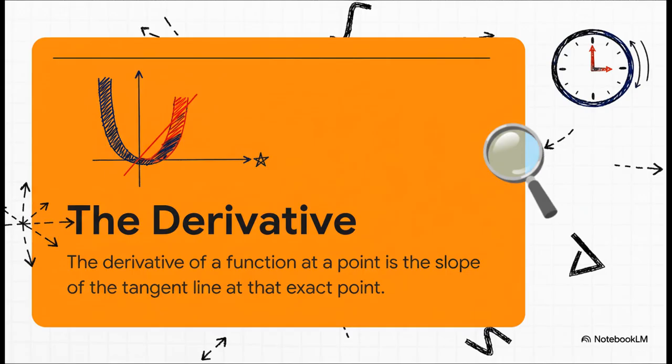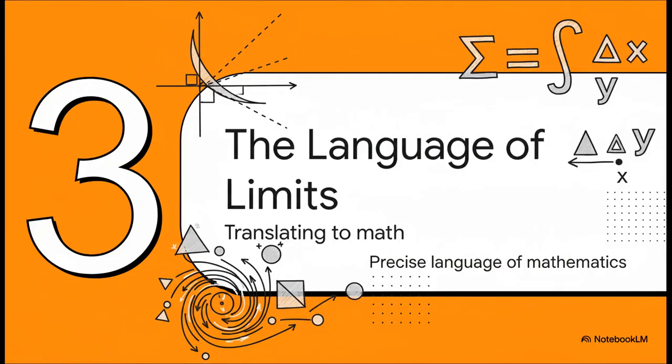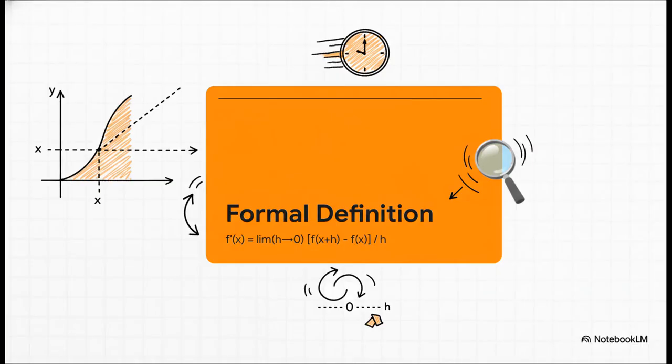This thing we just found, the slope of the tangent line, is the derivative. It's just the official mathematical name for the rate of change at one single instantaneous moment. So having that visual in our heads is awesome, right? But now we need to see how mathematicians take that beautiful geometric idea and write it down using the precise language of math.